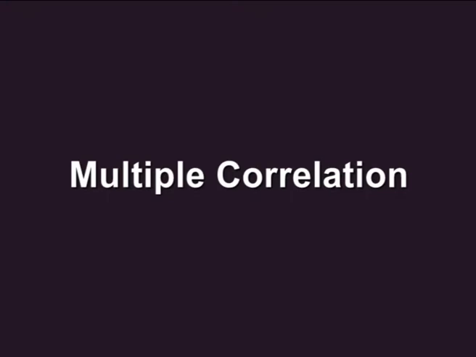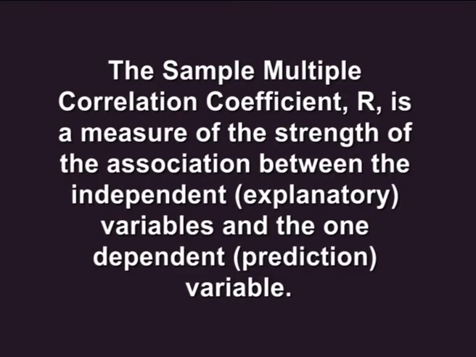We can also measure the relationship between more than two variables with the help of multiple correlation. The simple multiple correlation coefficient, capital R, is a measure of the strength of the association between the independent explanatory variables and the one dependent, that is the predictor variable.